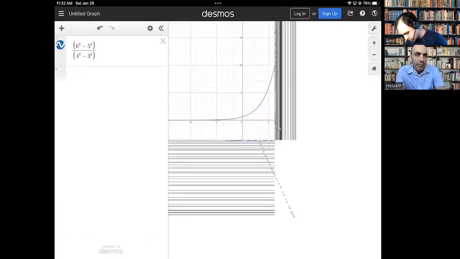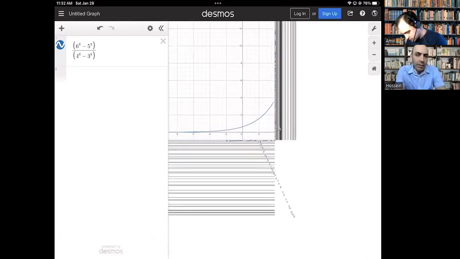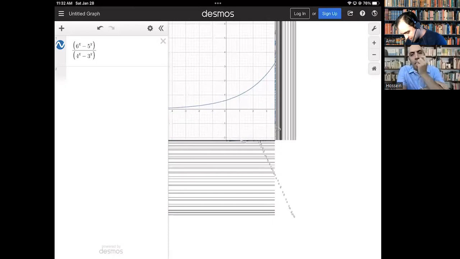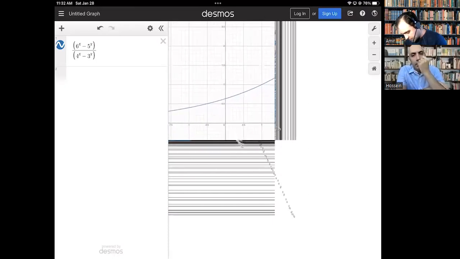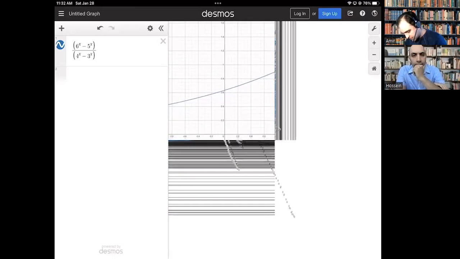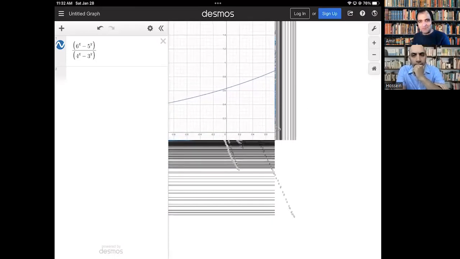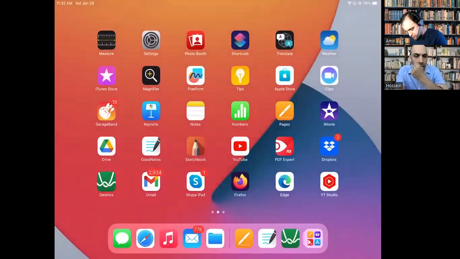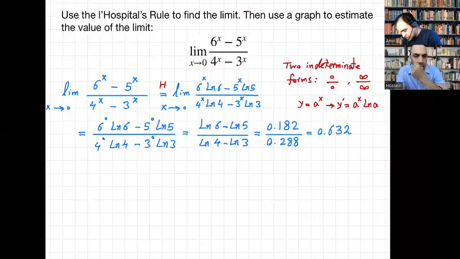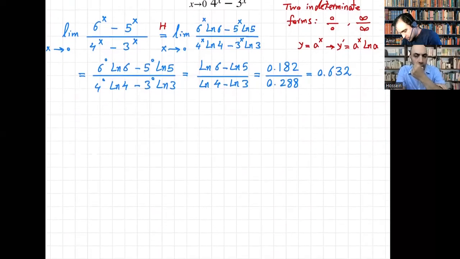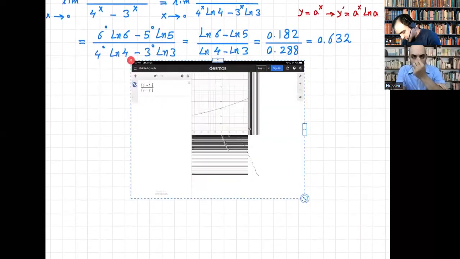So when x approaches 0, I don't know why it happens like that, but it has a rendering problem. I don't know why, but anyhow, this is the curve. Let me just take a picture of that, and then I go back to my GoodNotes and insert it.